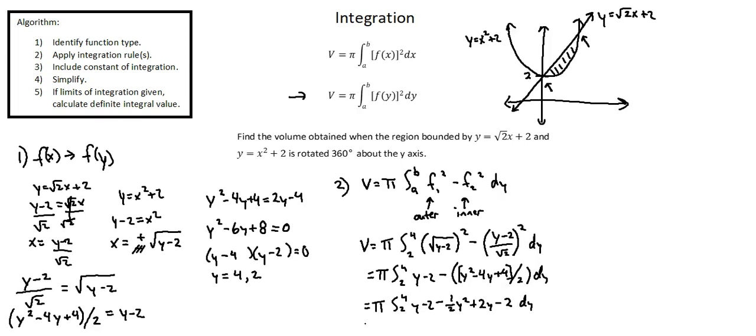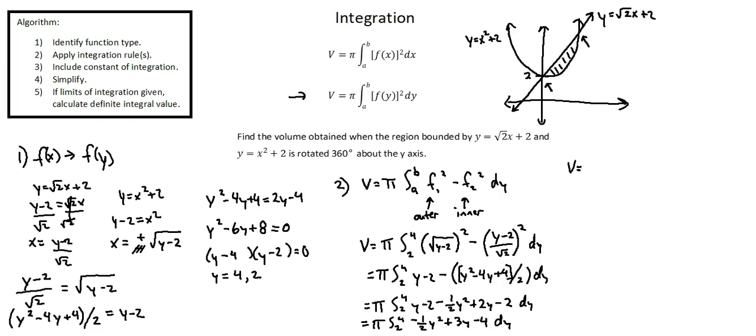One more simplification. We'll get to pi times the definite integral from 2 to 4 of, now let's combine terms. We have one y squared term, which is minus 1 half y squared. We have two y terms, y and 2y, so plus 3y. And we have two constant terms, minus 2, minus 4, with respect to y. And now we're ready for integration.